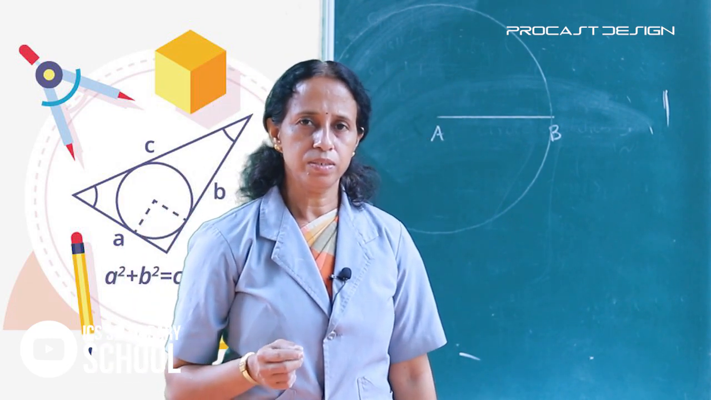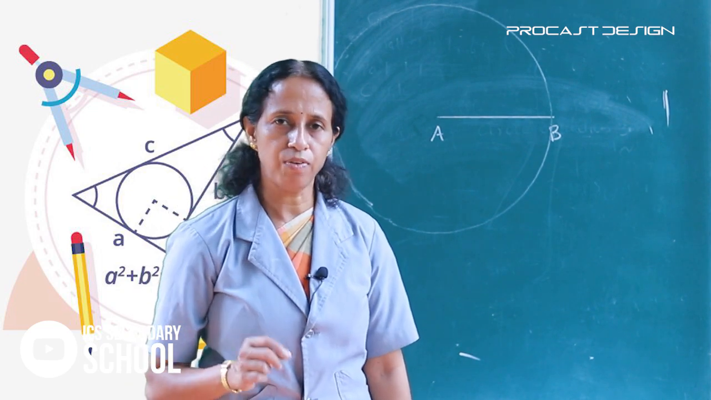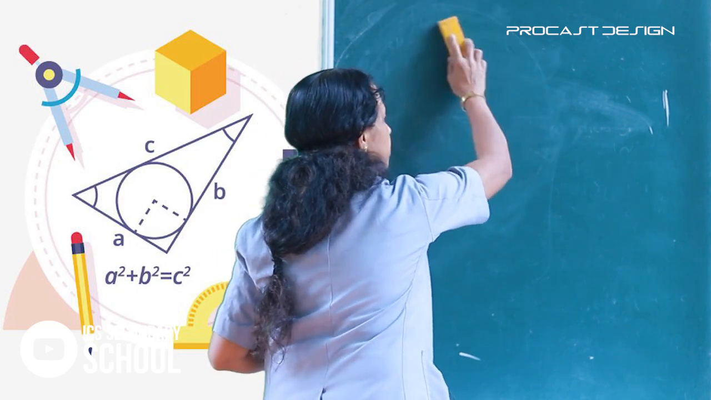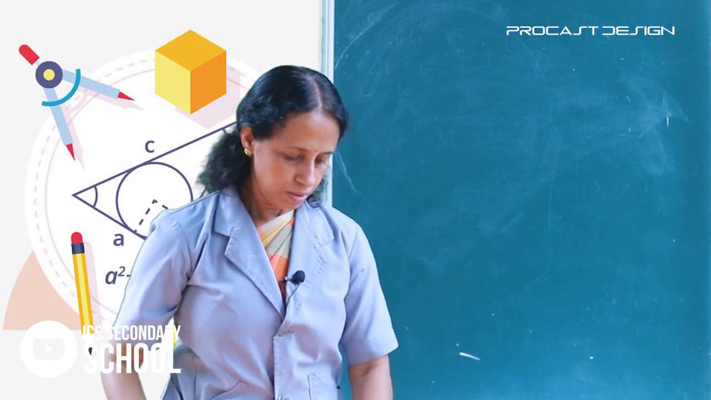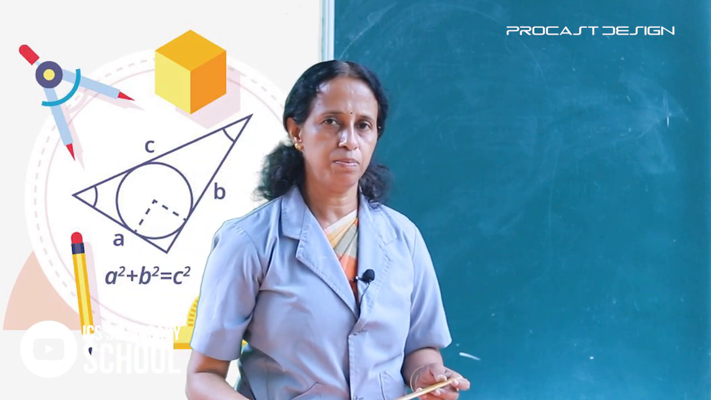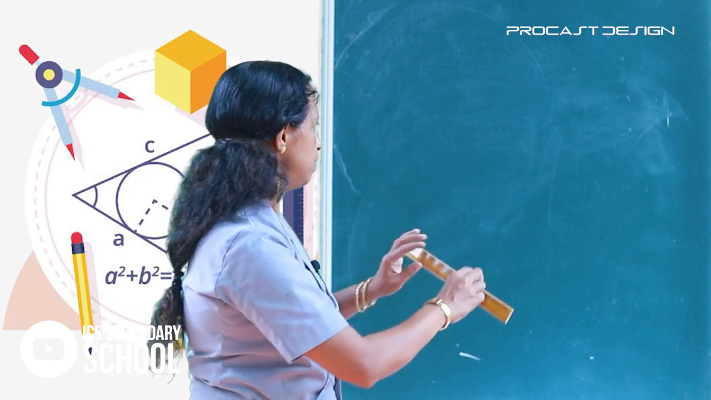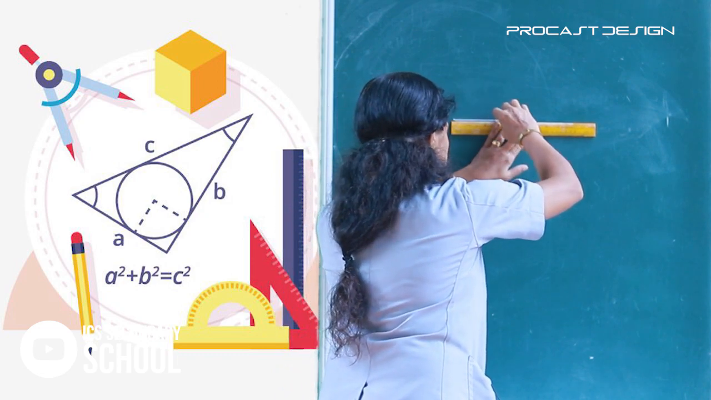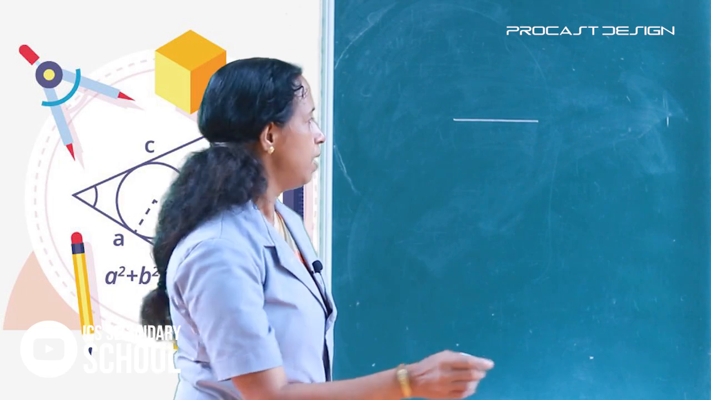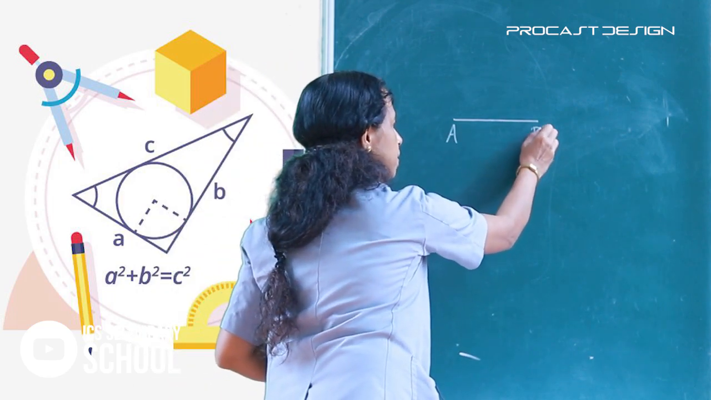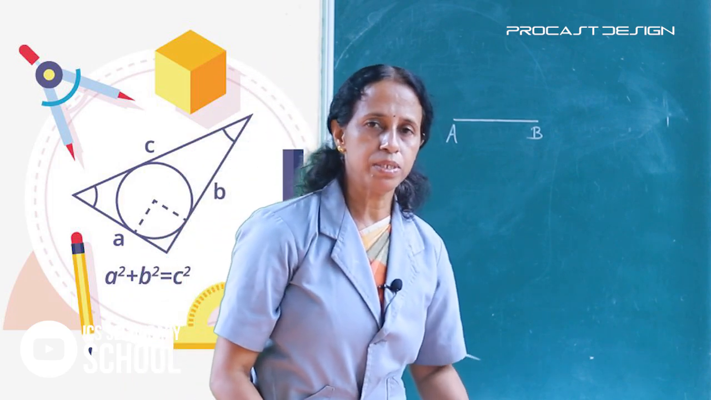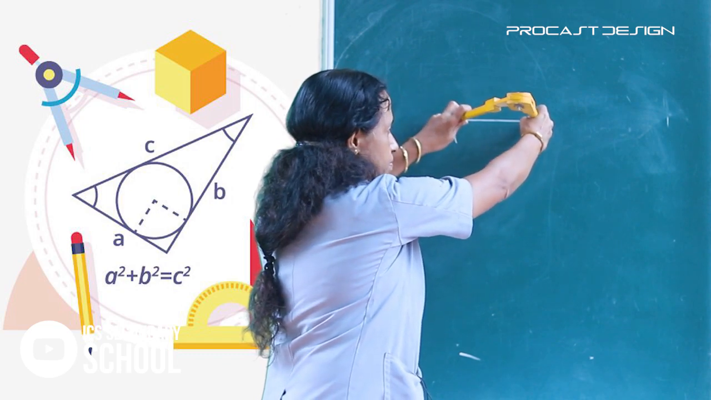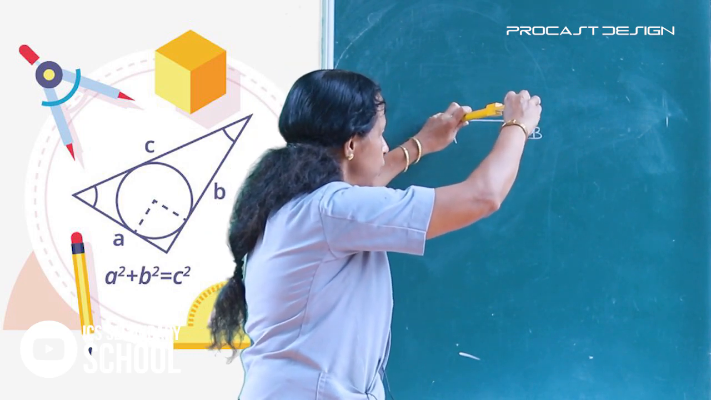How can you draw a circle of radius 5 centimeter? Draw a line of length 5 centimeter. Mark it as A and B. Using the compass, place it at A and measure it. And then draw a circle.